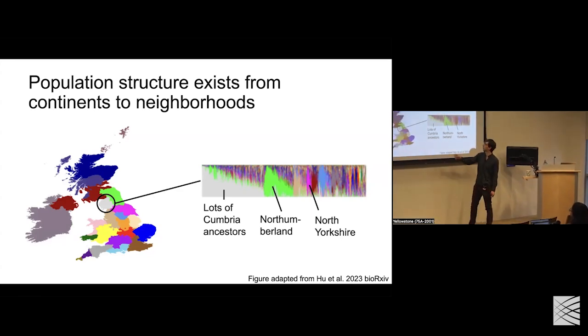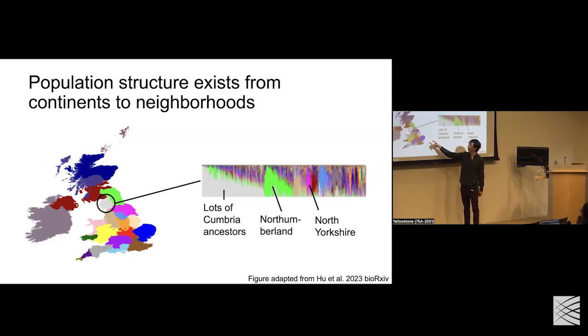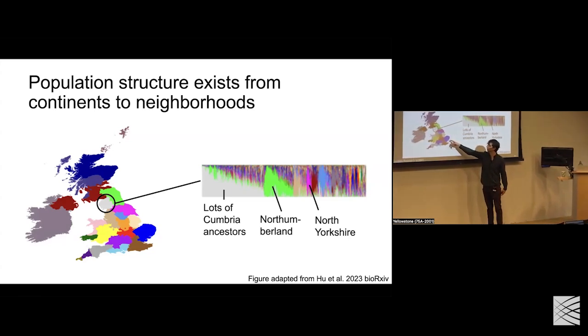regions. And we can see here, this plot is basically all the individuals that are from Cumbria. We have to match the color from the region on the map to the color in our admixture plot. Here we can see there's a lot of individuals that have primarily Cumbrian ancestors. However, there's a sizable portion of individuals that have primarily Northumberland ancestry, which makes a lot of sense because Northumberland is right next to Cumbria, and we can tell a similar story about North Yorkshire. And that's pretty cool.